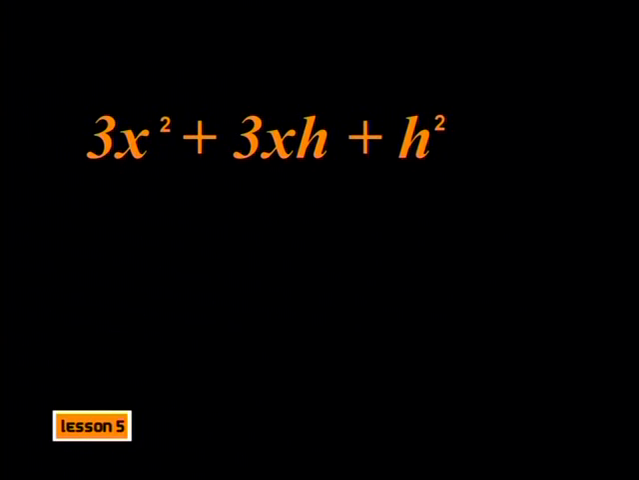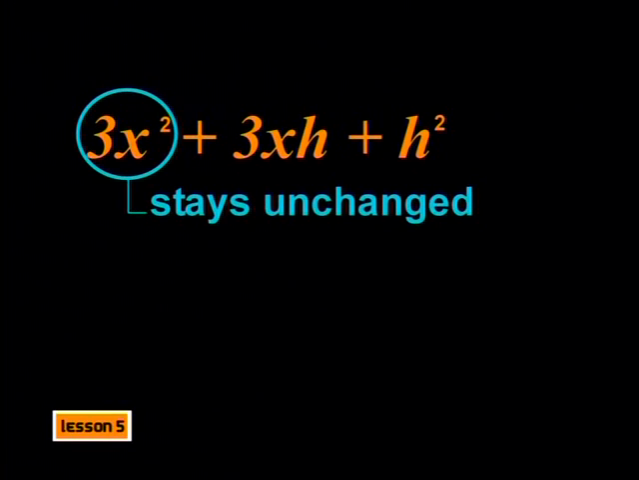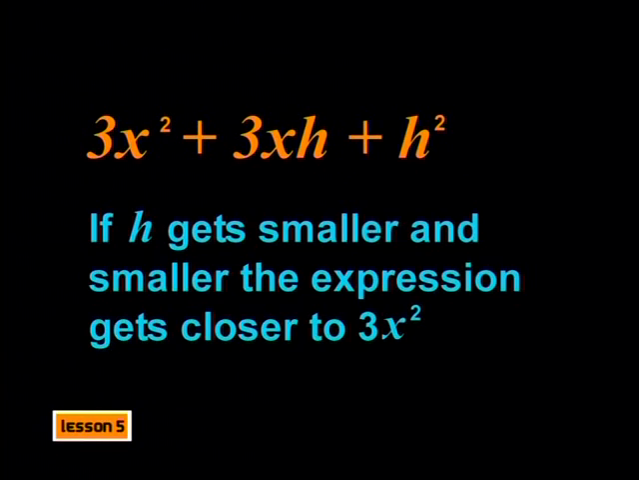Let's look at this expression again: 3x squared plus 3xh plus h squared. As we make h very small, h squared will be very, very small, and 3xh will also get pretty small. But as h gets very small, 3x squared stays unchanged. So it would seem as if we can make this expression as close to 3x squared as we want simply by making h small enough. I wonder how that compares to what MacGyver has found.